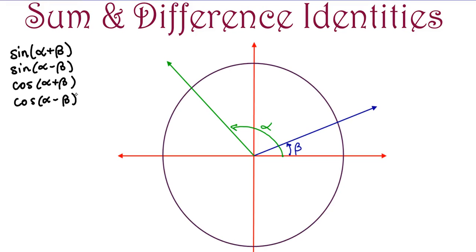What you see that I've drawn is an angle alpha in standard position and an angle beta in standard position, and I just chose to make alpha greater than beta, but it doesn't really matter. It just simplifies the proof for me if I do that.